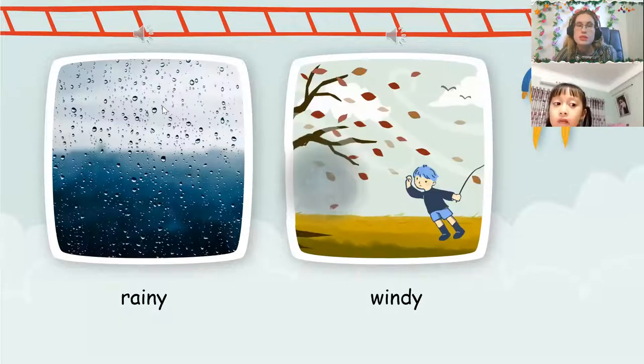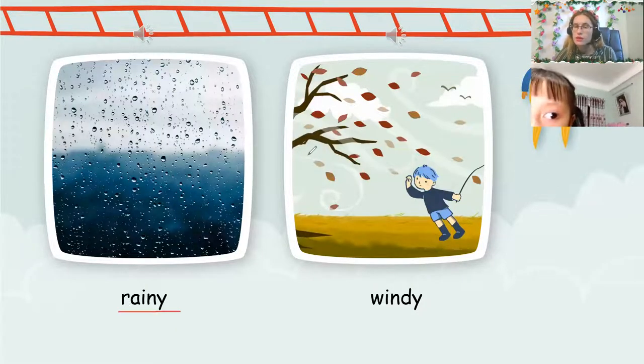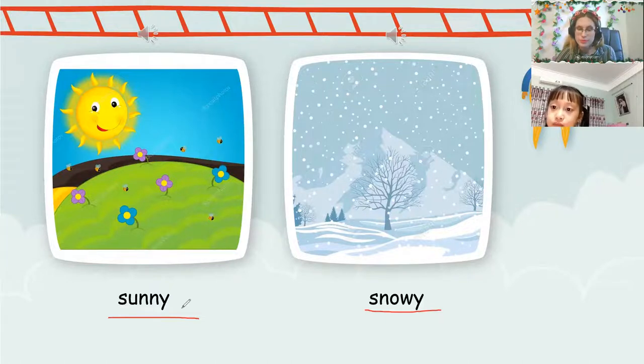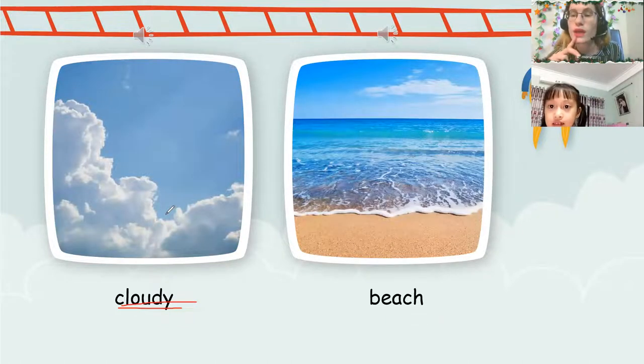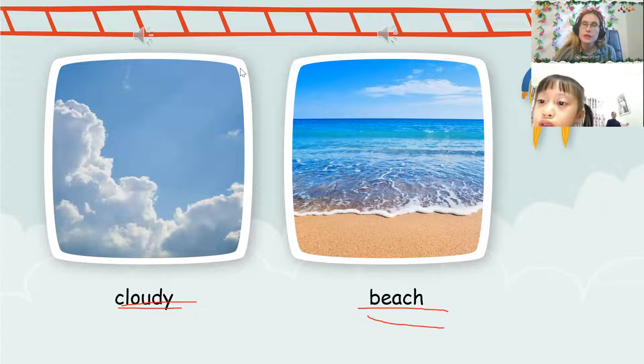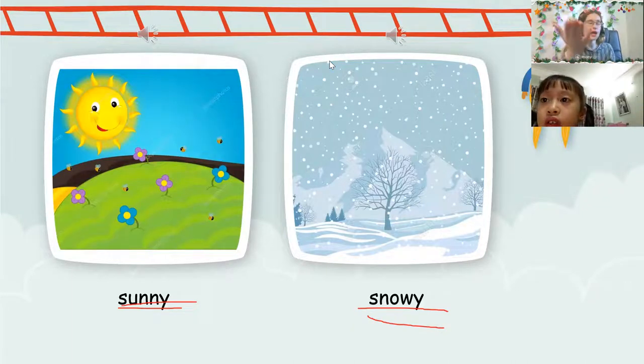Okay. Let's practice. Rainy. Windy. Sunny. Snowy. Good. Very good. Cloudy. Cloudy. Good job. Beach. Beach. Good job.